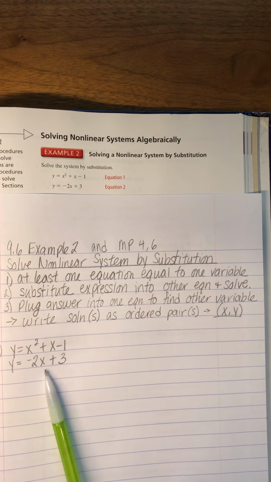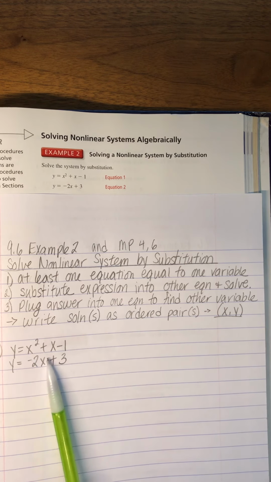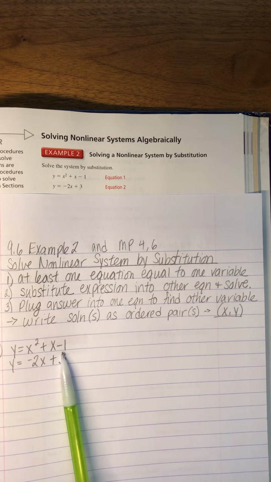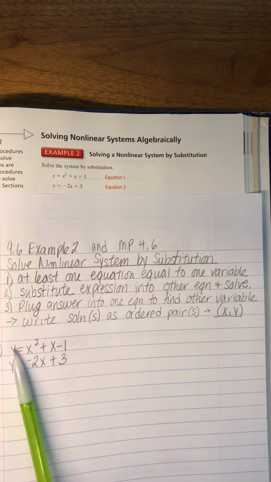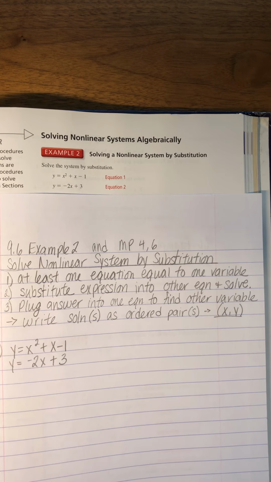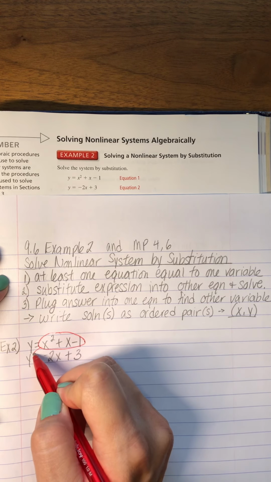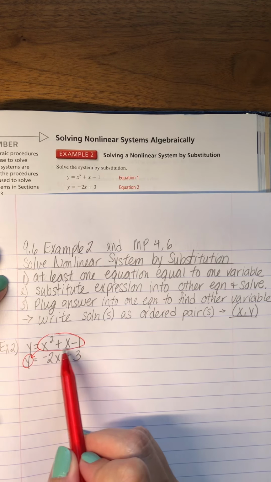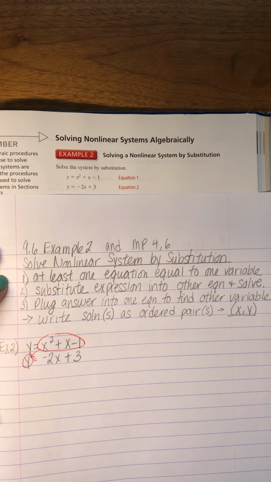Let's take a look at example 2. We're going to go through this example together. I'm just getting it right from the book. I already wrote the equations down here. y equals x squared plus x minus 1, and y equals negative 2x plus 3. So both of these equations are actually equal to y, which is fine. I'm going to take this first equation and I'm going to substitute it into the second equation in for y. Since this is what y equals, let's plug this in for y.